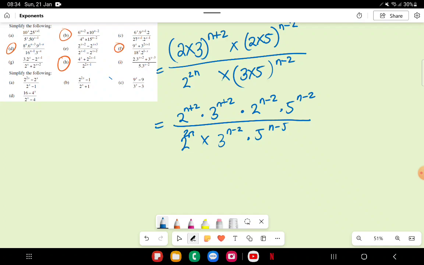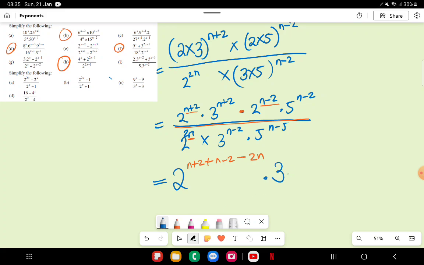No, let's not cancel. I could show you how to cancel, but let's not cancel. Let's do this. Let's start with our 2 base. On our top we've got n plus 2, and we have a second one, plus, because it's multiplication, we are adding n minus 2. Now we're going to go to the denominator, which is, because it's a fraction line, we subtract 2n. That is our 2 base. Those are all the 2's.